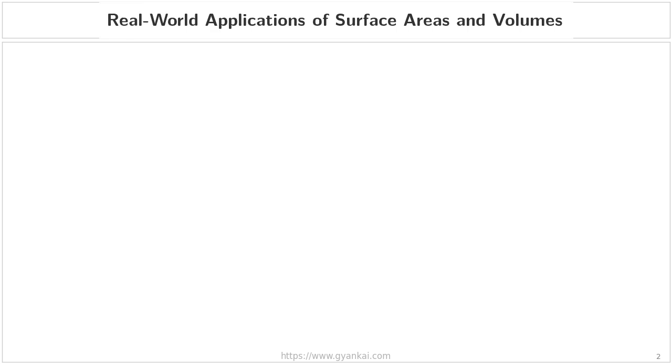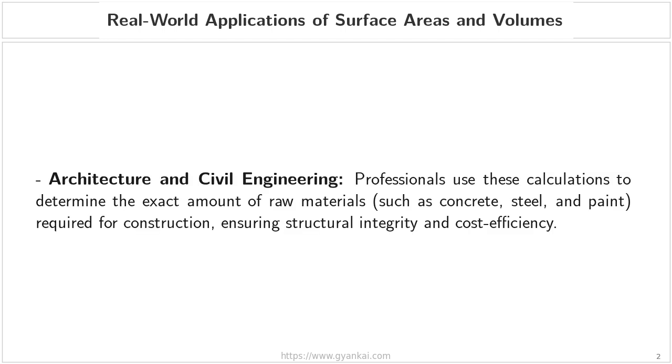Real-world applications of surface areas and volumes. First, in architecture and civil engineering, professionals rely on these calculations to determine the precise amount of raw materials, such as concrete, steel, and paint, required for construction. This ensures both structural integrity and cost efficiency.